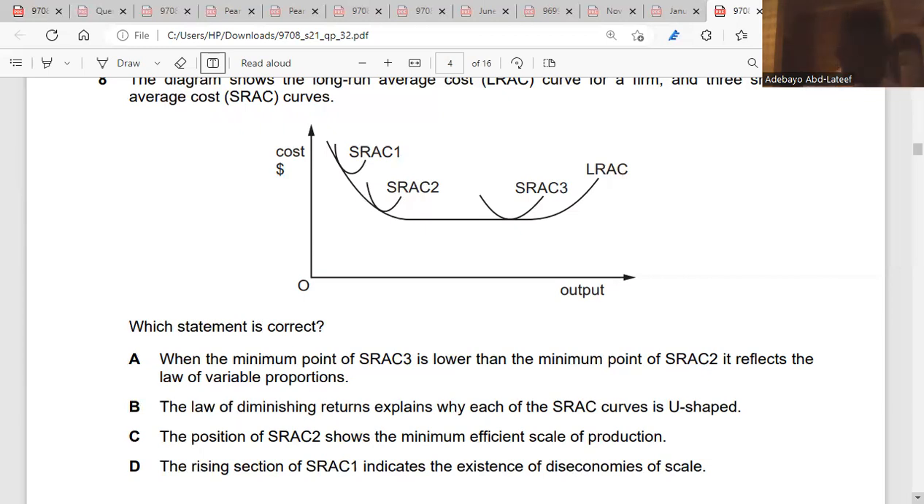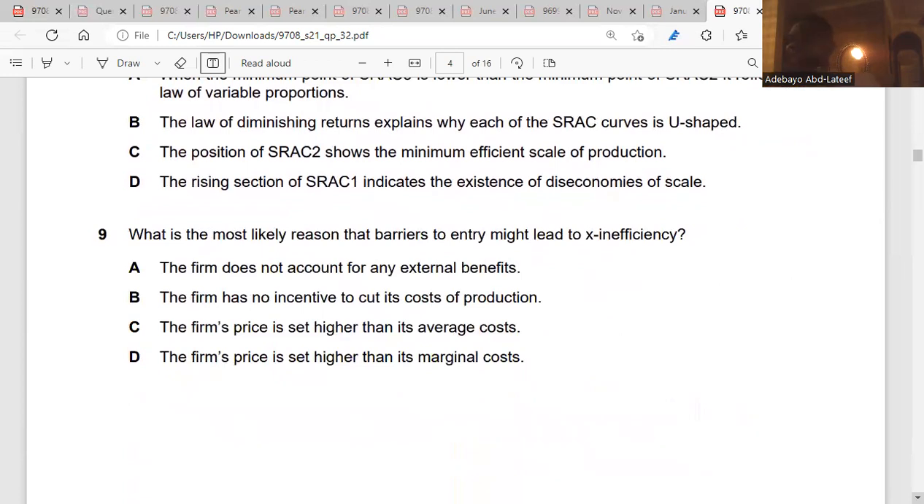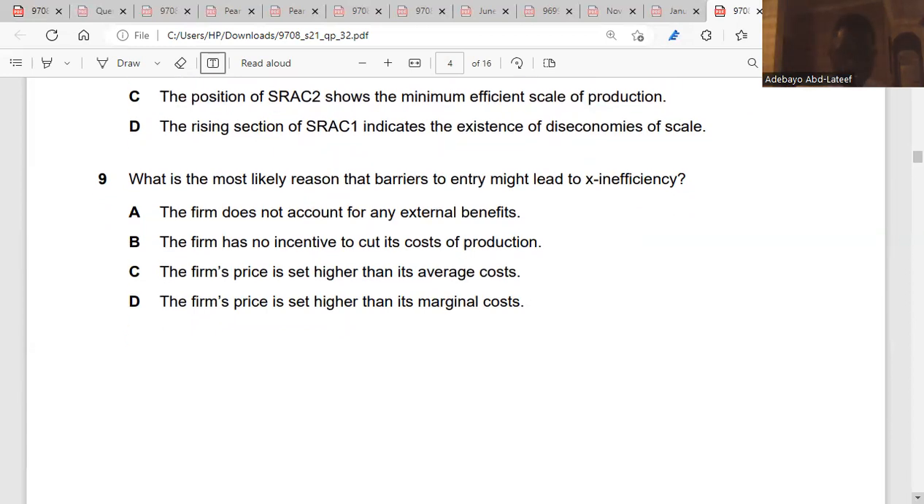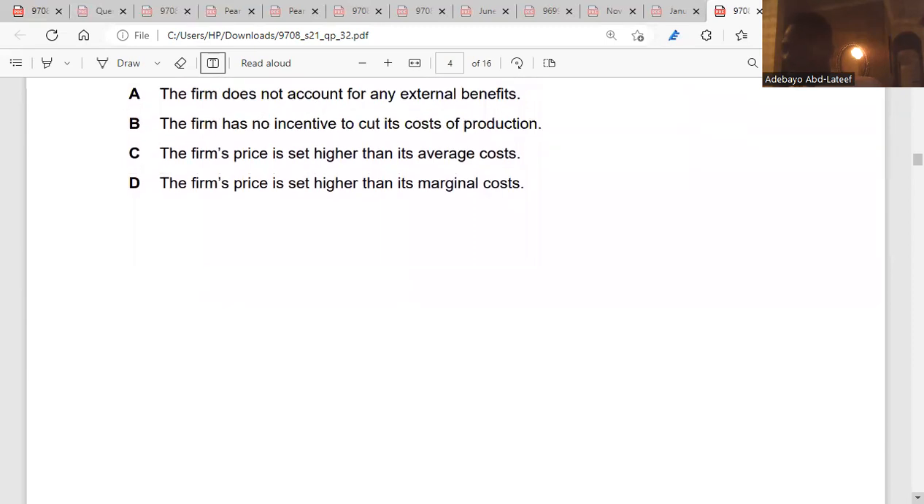The next one. What is the most likely reason that barriers to entry might lead to X inefficiency? X inefficiency means that there's internal inefficiency in the firm. So if there's internal inefficiency, what does that imply? It means that the firm is incurring more cost in producing output. So here they said the firm has no incentive to cut its cost of production. Yes, that is X inefficiency. Okay. Do you get it? That's number 9, B. Number 10.